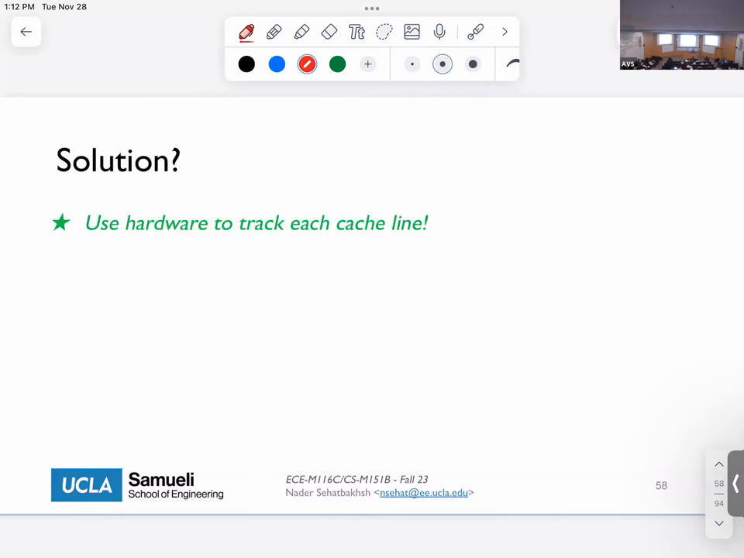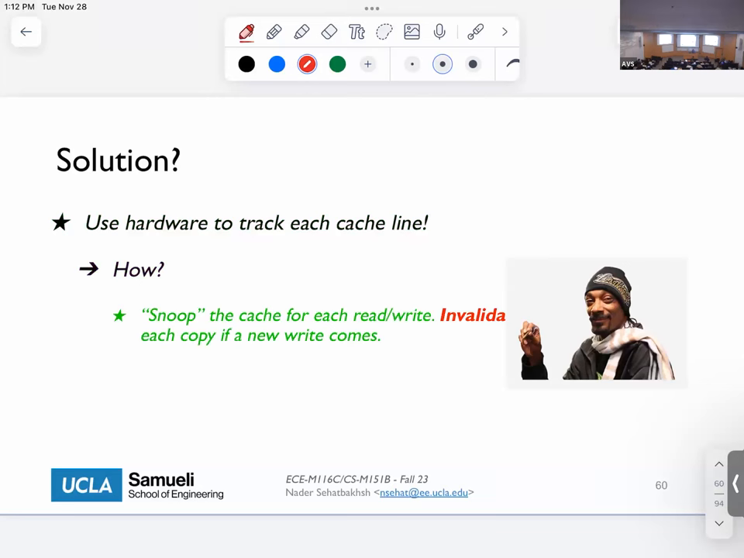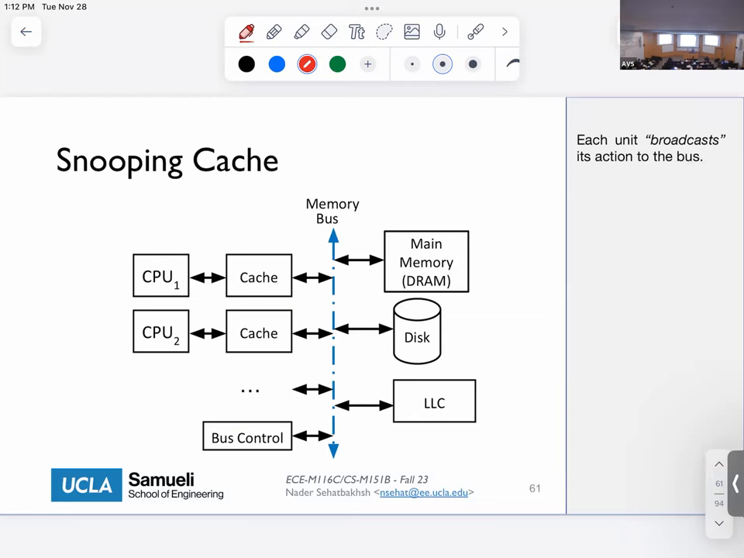So how do we do this? We're going to use this thing called a snooping cache coherency system, where the idea is that we're going to snoop the cache, and whatever happens, we're going to tell everybody else, okay? If we do this correctly with some protocols that I'm going to explain, then we're going to have a cache coherency protocol. The very simple one is basically, think about it as something like this, okay?